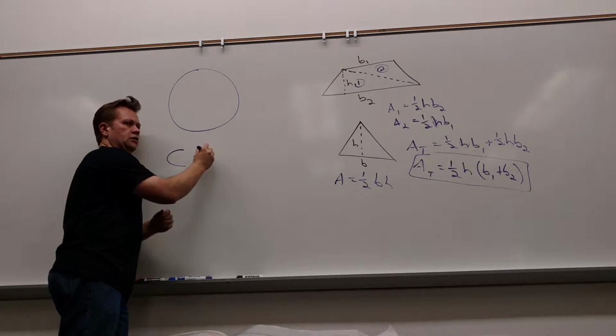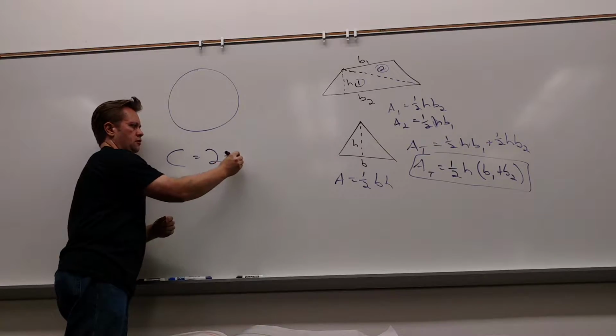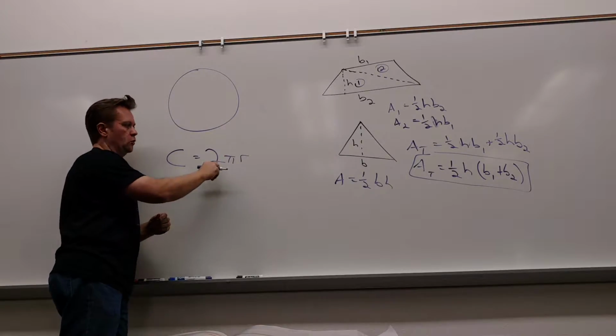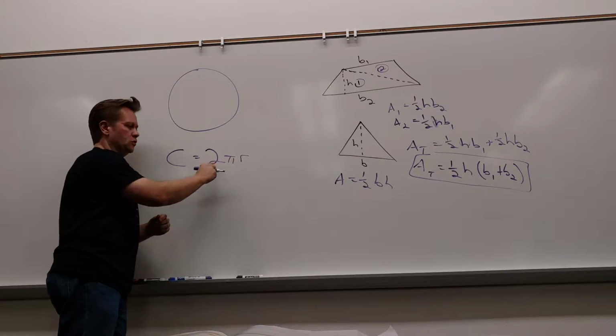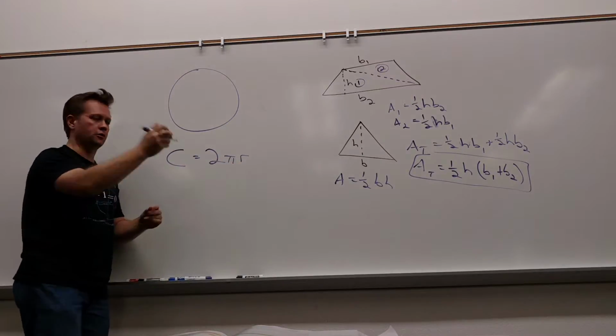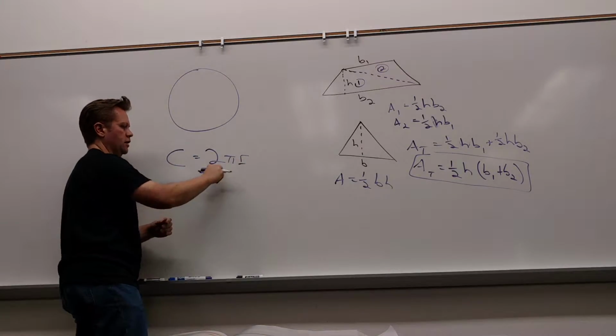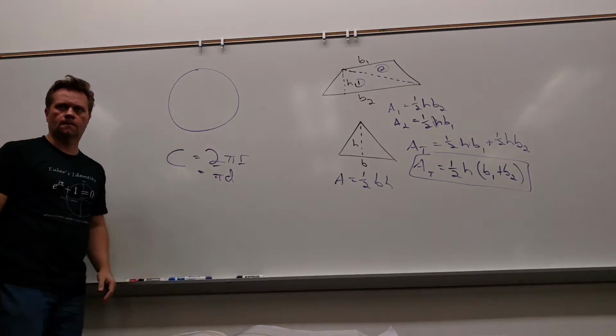It's either going to be 2 pi r, or since 2 times the radius, what is twice the radius? The diameter. So I can write this as pi times d.